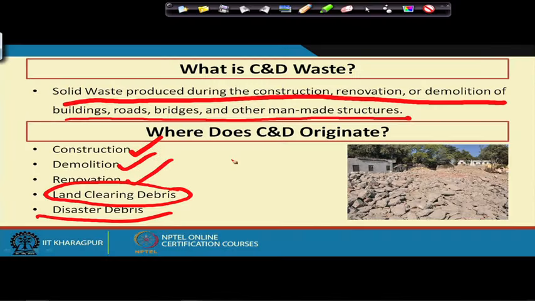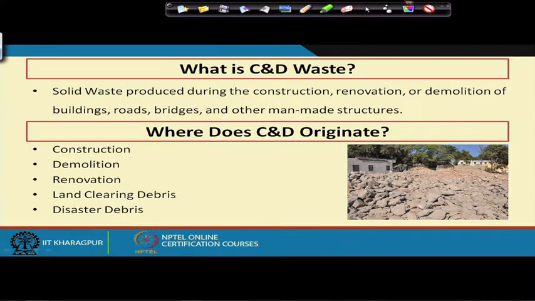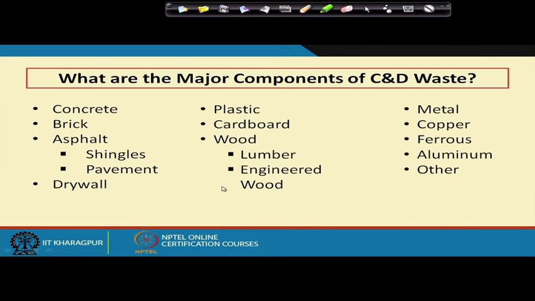So in terms of C&D waste, it is any waste coming from construction, renovation, demolition of buildings, roads, bridges, or any man-made structure. So the sources are construction sites, demolition sites, renovation sites, land clearing debris. You also have debris from disasters. So those are what is there in C&D waste. With that, let's go to the next slide, where it says what the major components are.